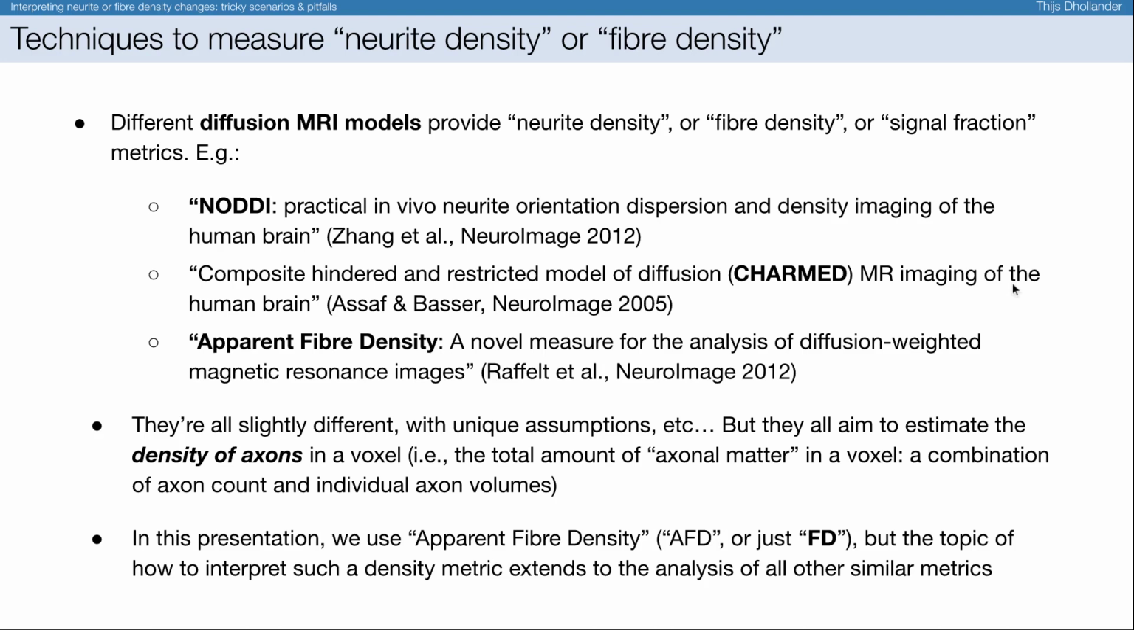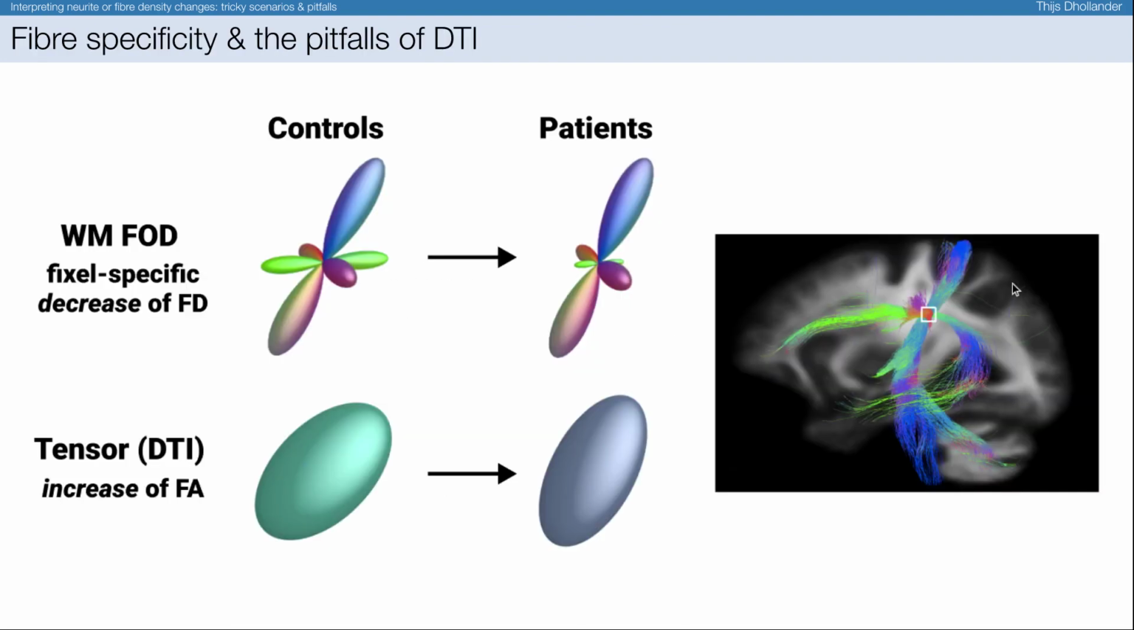In this presentation I will mainly use the apparent fiber density, and I will call it FD for short, but the general topic of the presentation and the conclusions extend to all these different density metrics just as well. Okay, so apparent fiber density or FD then. Well, it's pretty cool because within a single voxel, of which you see one right there within a brain, we can get actually multiple fiber densities for each different bundle visiting this voxel.